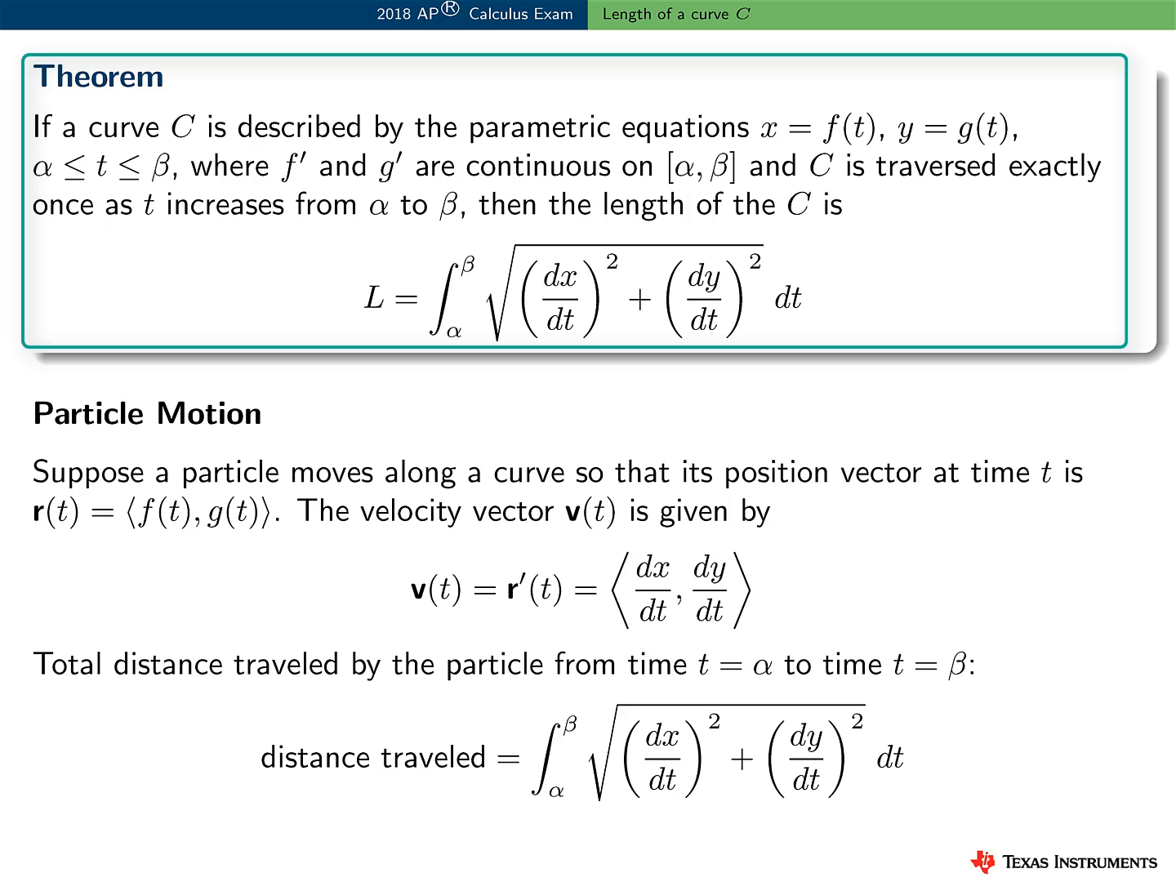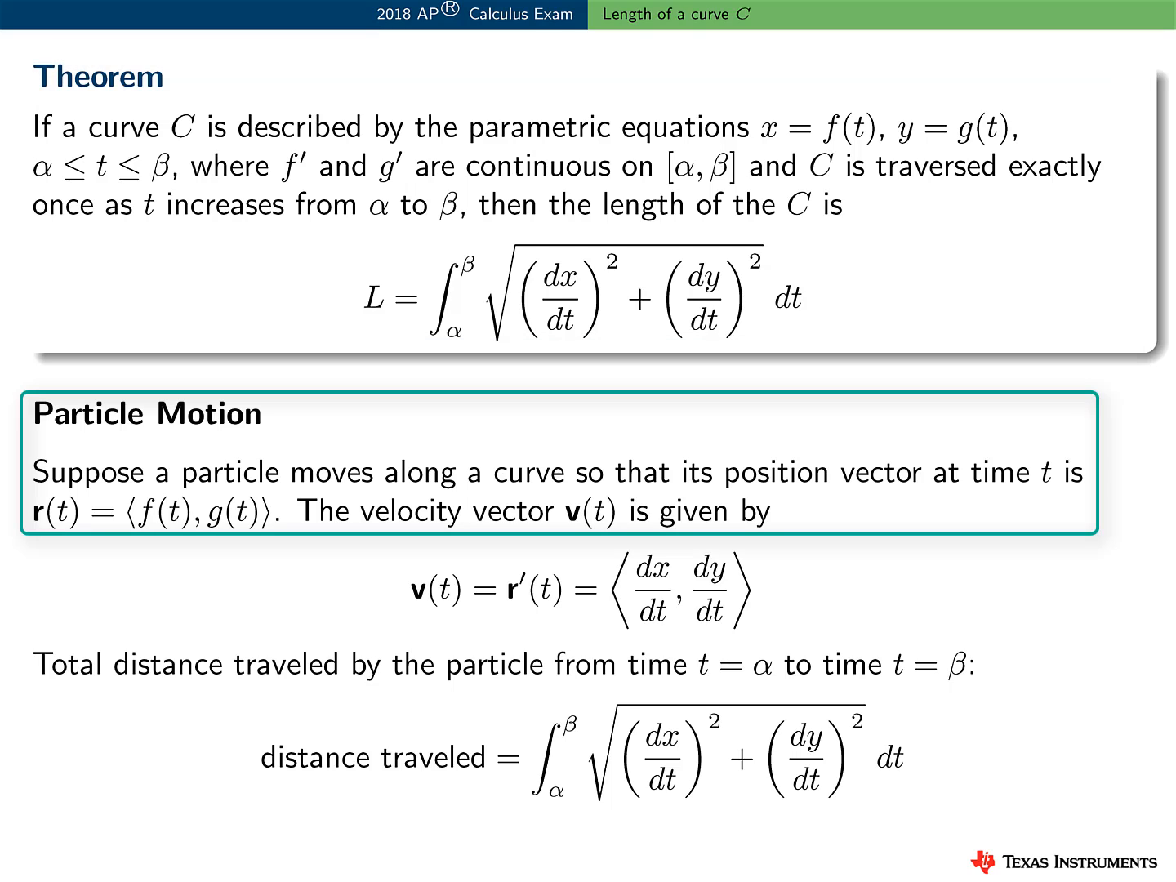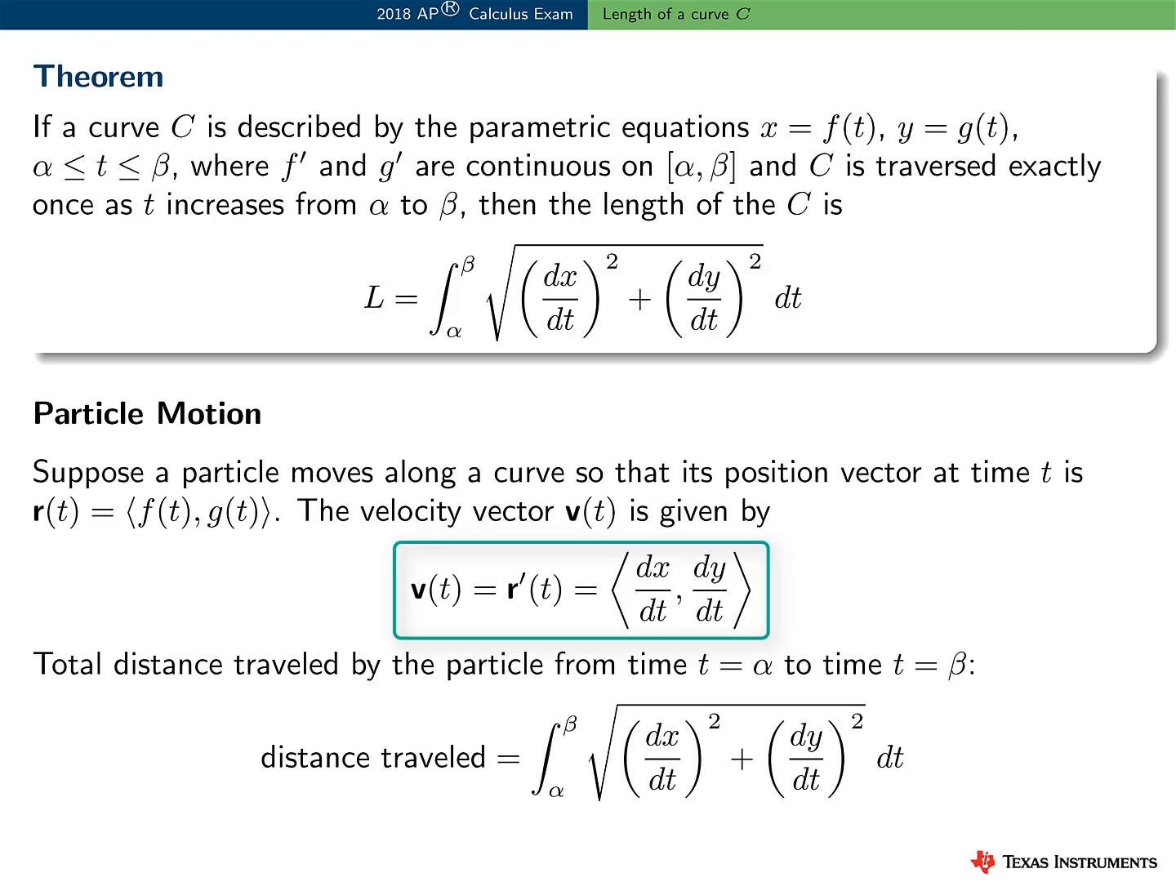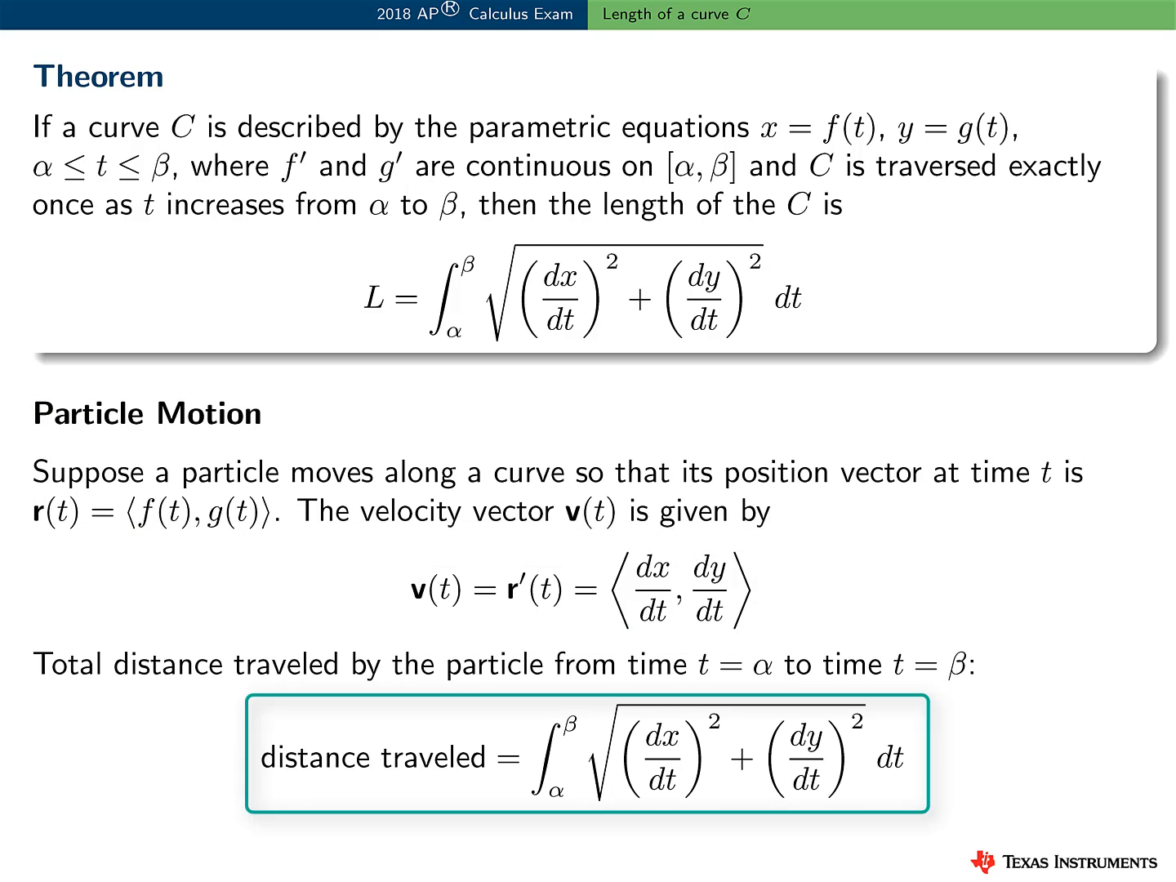I feel obligated to state this result more formally as a theorem. So here's the arc length formula with all the appropriate assumptions. And let's connect this result formally to particle motion. Suppose a particle moves along a curve so that its position vector at time t is given by r of t. The velocity vector v of t is given by this expression. And the total distance traveled by the particle from time t equal alpha to time t equal beta is given by the integral expression that we just derived.